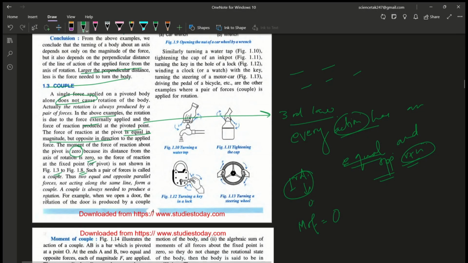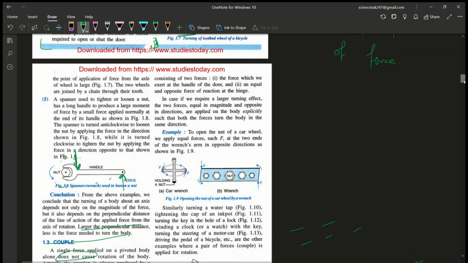For example, when you open a door, rotation is produced by a couple of forces, right? Consisting of two forces, the force which we exert at the handle of the door and equal opposite force of reaction at the hinge. In case we require a large turning effect, two forces equal in magnitude and opposite in directions are applied on the body explicitly. Students, you are going to apply explicitly for larger turning effect. Done. Right?